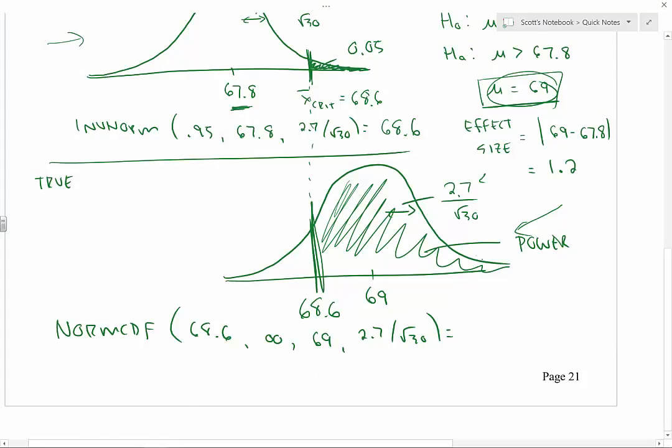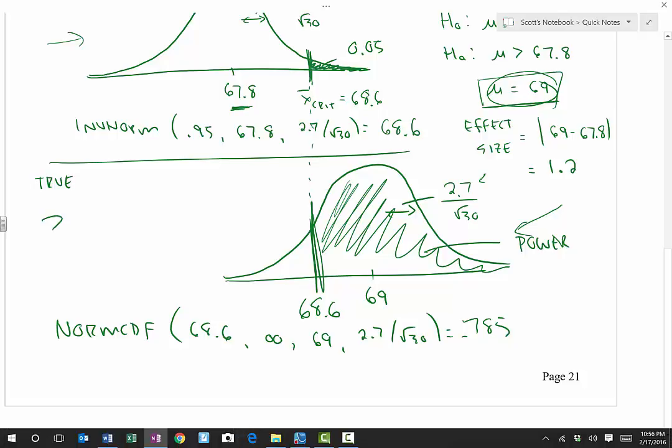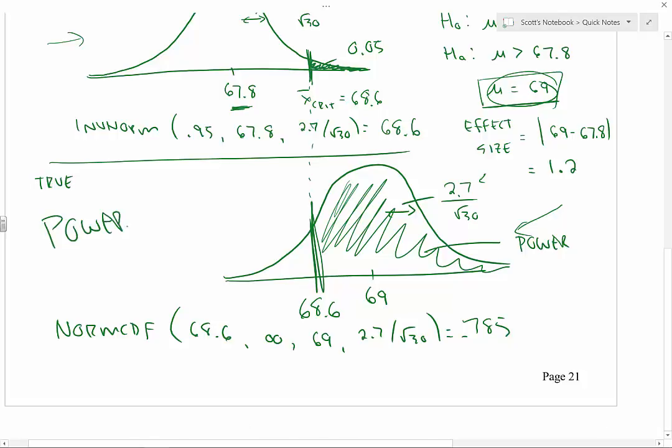This is 0.785. So basically the power of my test is 78.5%.